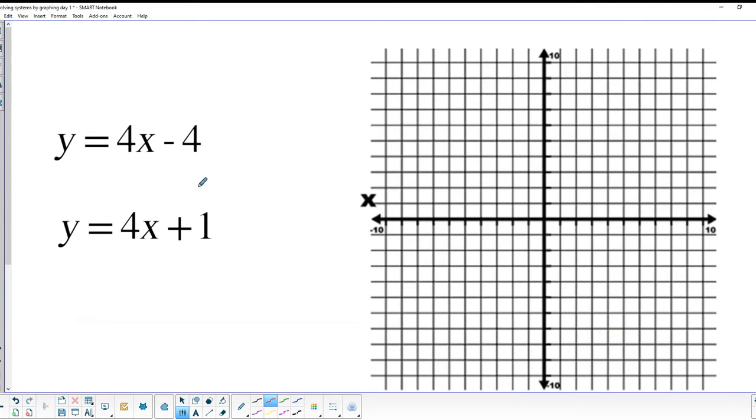All right, let's try another one. We've got 4x minus 4, so we start at -4. We have a slope of up 4 over 1, up 4 over 1. On our next one, we start at +1. We also have a slope of 4 over 1, 4 over 1.